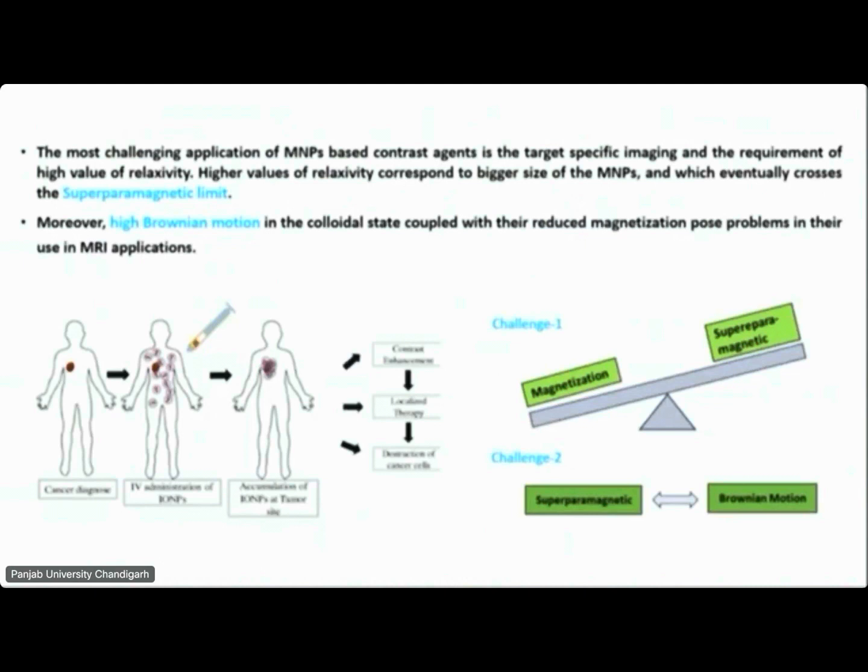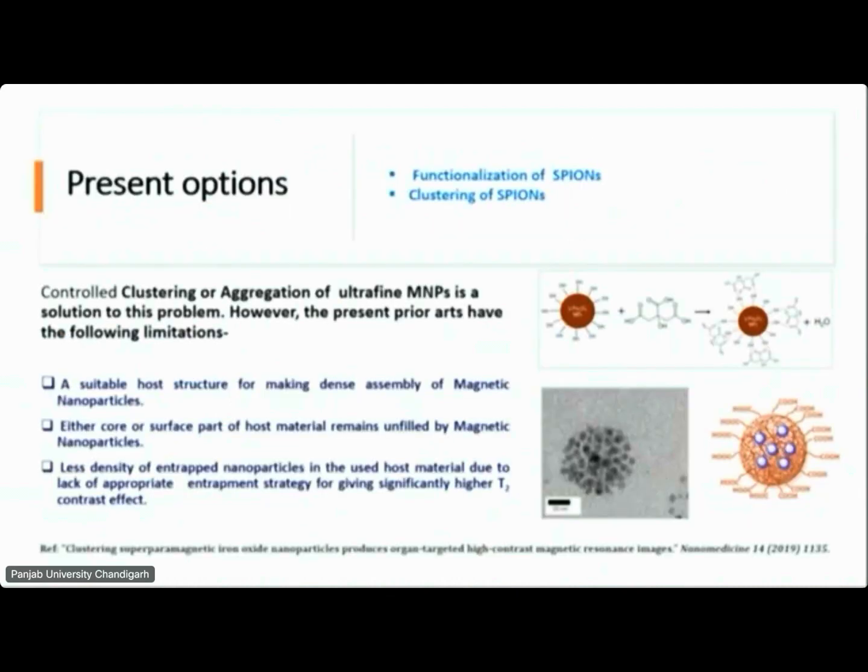But if we want superparamagnetic property, then we have to compromise with the magnetization. And superparamagnetic particles are very fine particles, so they have high Brownian motion. These are some things we have to compromise if we use superparamagnetic iron oxide nanoparticles. So there is a solution. What are the options to overcome these issues?